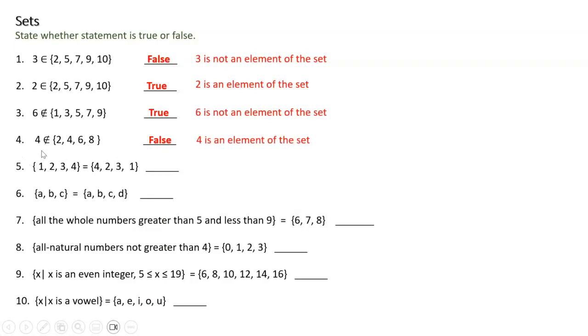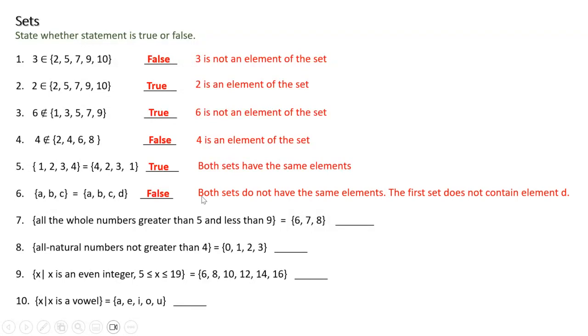Look at number 5. Here are sets saying that they're equal sets. The set containing the elements 1, 2, 3, 4 is equal to the set containing the elements 4, 2, 3, 1. This is true because every element of the first set is in the second set, or both sets have the same elements. Look at number 6. The set containing the elements A, B, and C is equal to the set containing the elements A, B, C, and D. This is false. Why? Because the first set does not contain the element D.